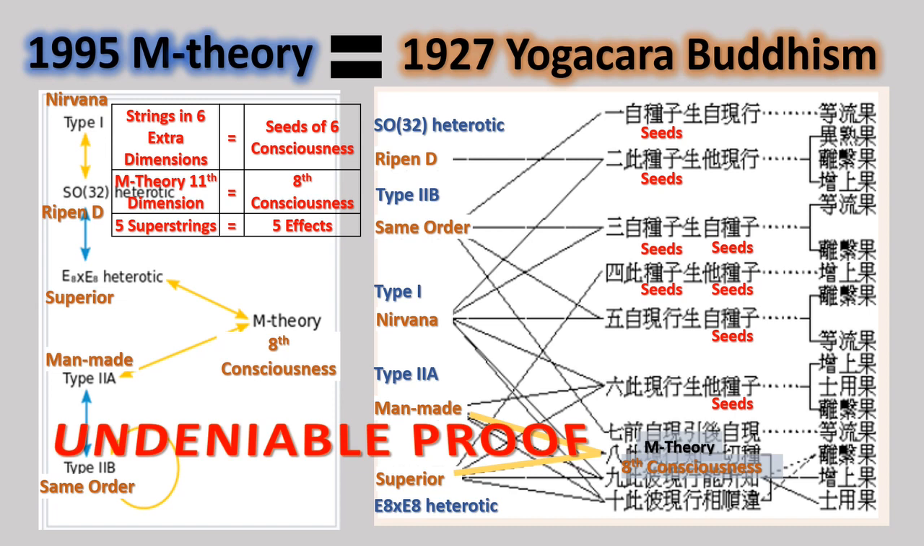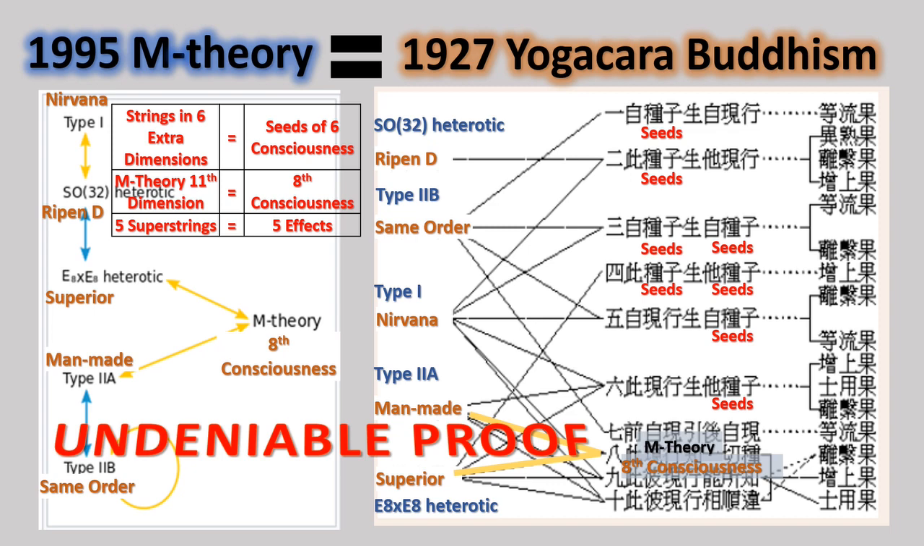The diagram on the right was drawn in the year 1927 by Tai Su, who was a scholar and a practitioner of Yogacara Buddhism. It was 68 years before the M theory diagram. The two diagrams explain exactly the same thing but with completely different terms.